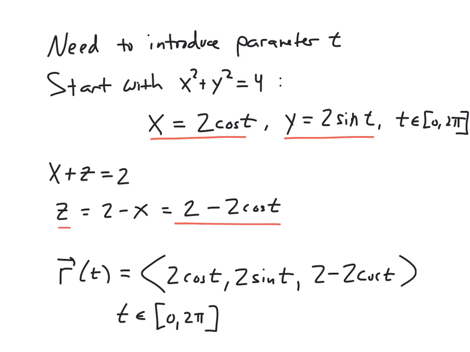It's certainly not the only one. When I picked my parameterization for the cylinder, I could have picked x to be 2 sine of t and y to be 2 cosine of t. And that would cause z to actually be 2 minus 2 sine of t. Right? I also picked t to go from 0 to 2 pi. That's the most natural interval. But of course, you could take t to range over any interval which has length 2 pi. And so there's lots of different options for this. But this is probably one of the more straightforward ones that you can find.